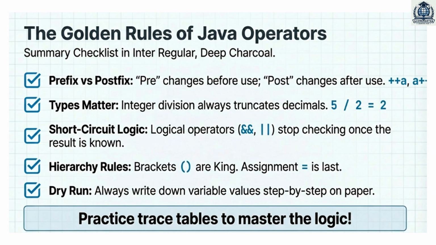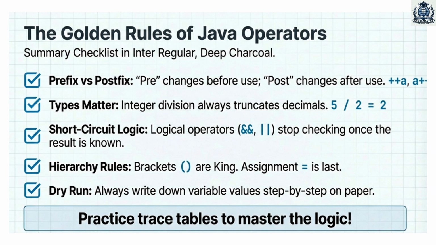Prefix versus postfix. Prefix changes the value first. Postfix uses the old value, then changes it. Mix this up, and your answer is dead. Data type decides the result. Integer division kills decimals instantly. If you expect fractions, use double.